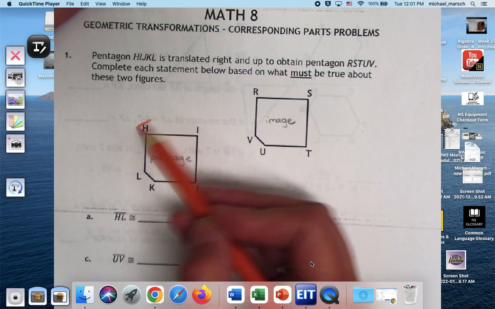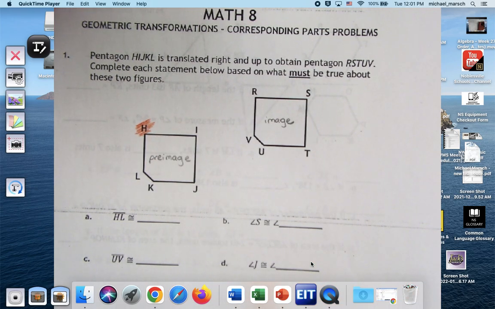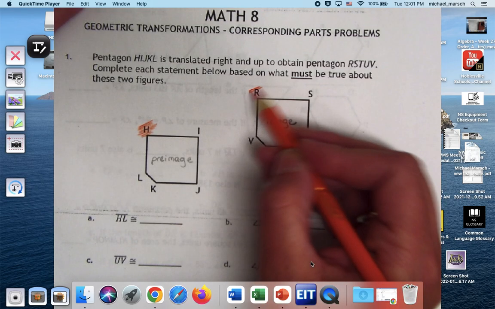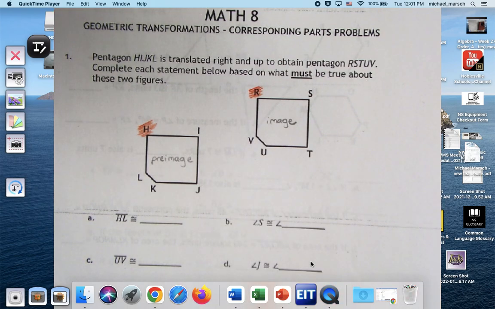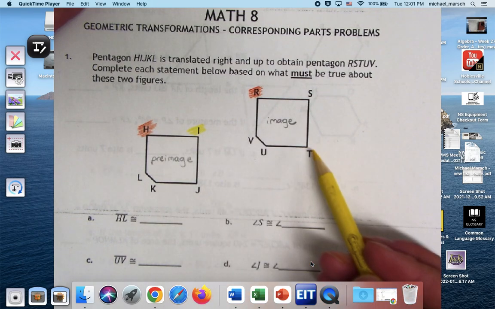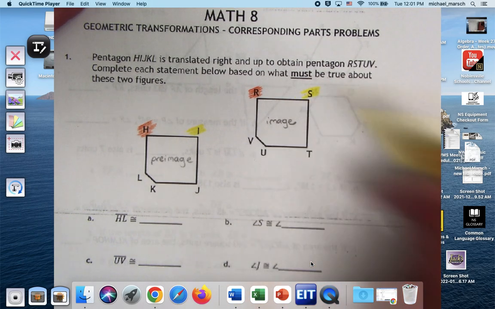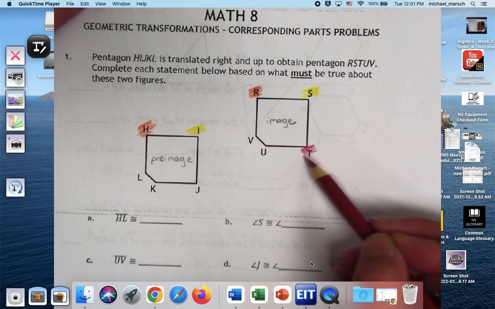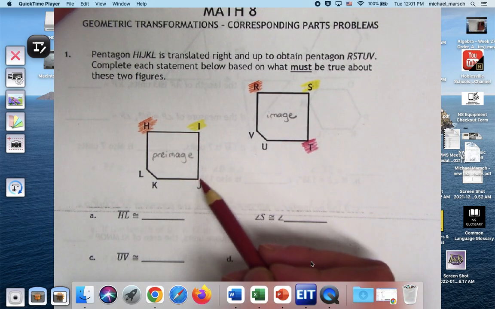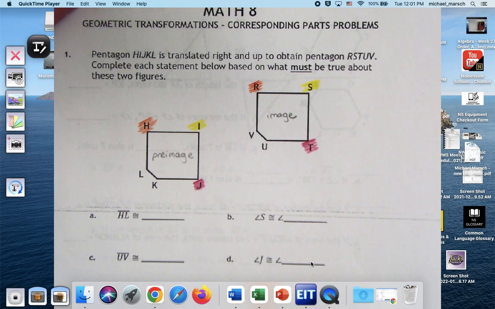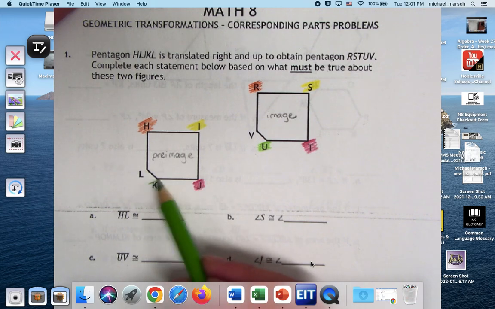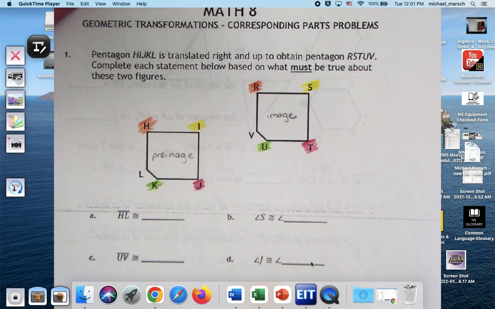So if I say that the H is here, which letter on the image corresponds and is in the same location as the H? R. And it's pretty obvious to see this because they're both in the top left corner. I is yellow. What letter on this? Yep, S on this pentagon is also going to be yellow. T is red. What's going to be red on the other pentagon? J. If U is green, what's going to be green on the other one? K. And then that just leaves us with L and V.